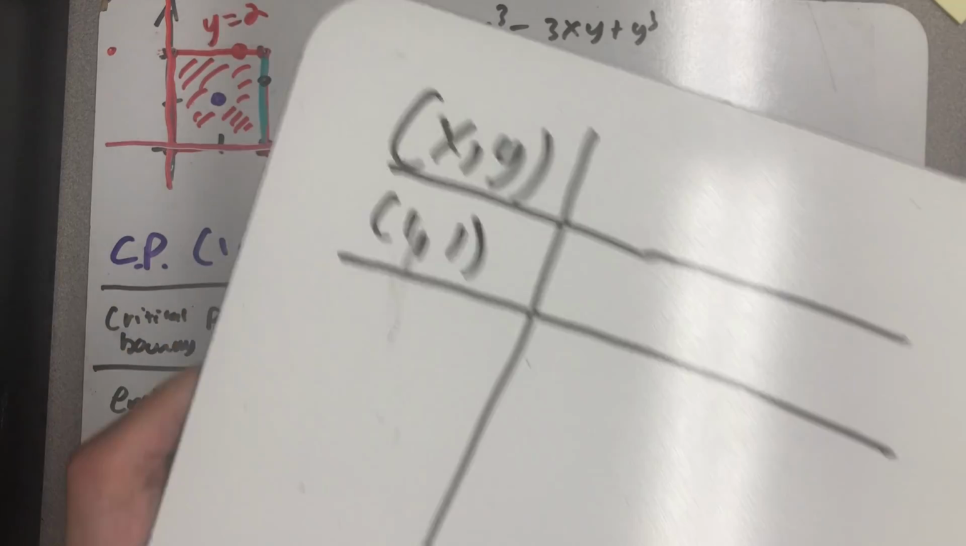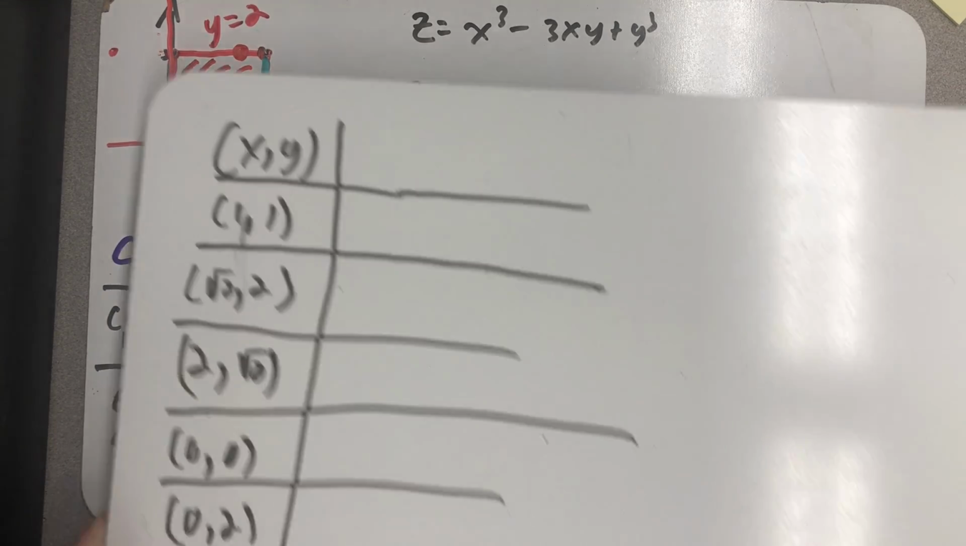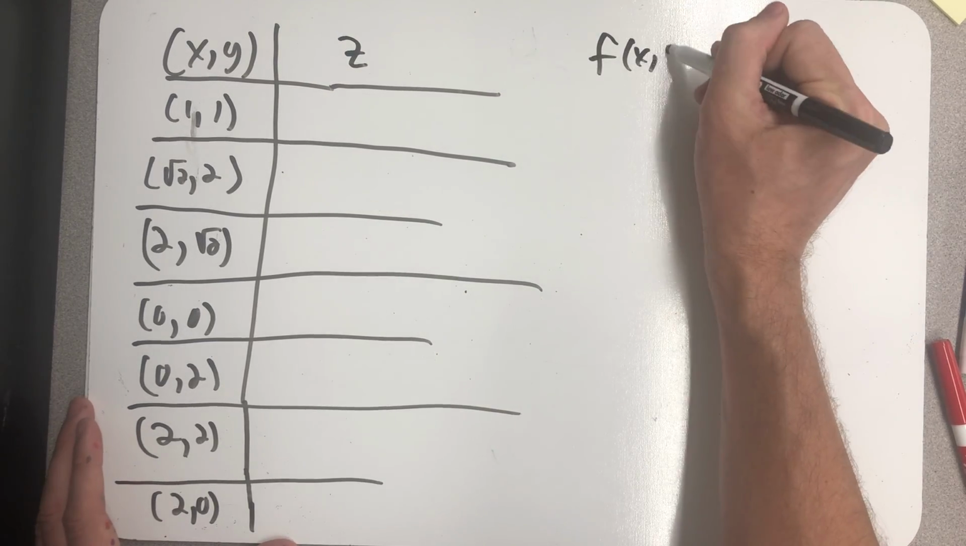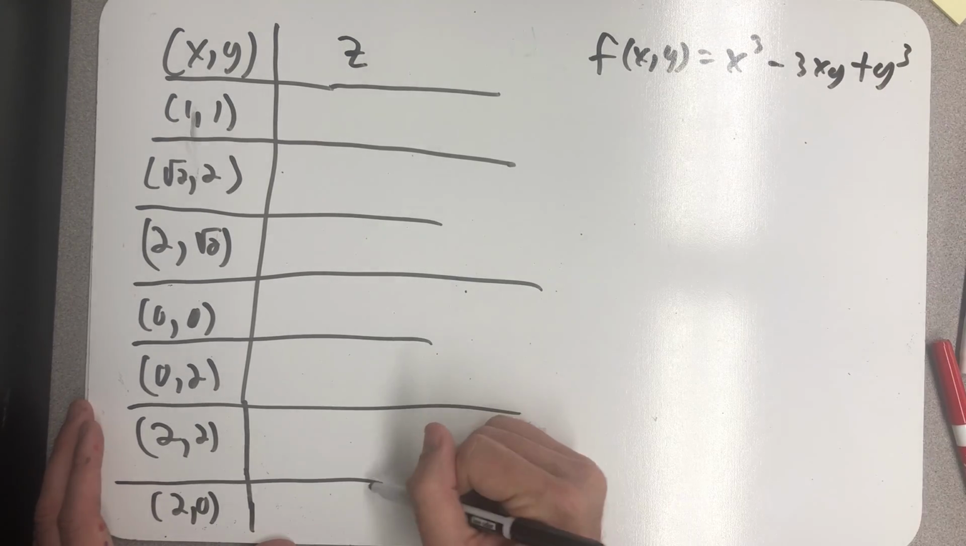So, 1, 1's a critical point. Root 2 comma 2 and 2 comma root 2. Those are critical points over boundary elements. And then I need to write down the 4 corners. All right, there they are. And I need to write down the z's. And f of xy was the function x cubed minus 3xy plus y cubed.